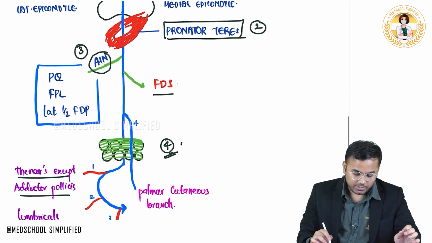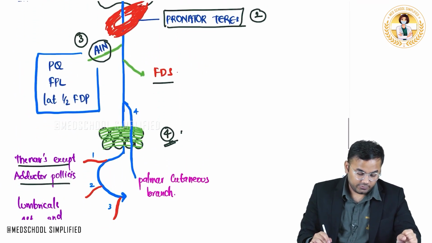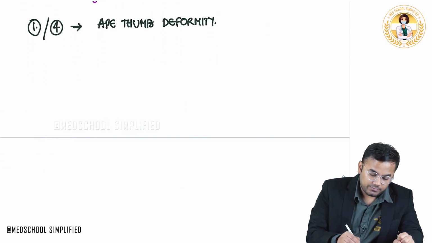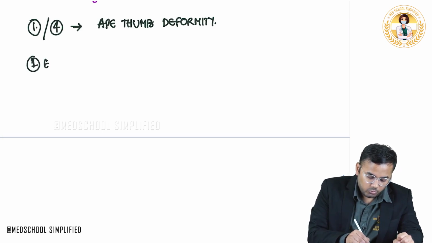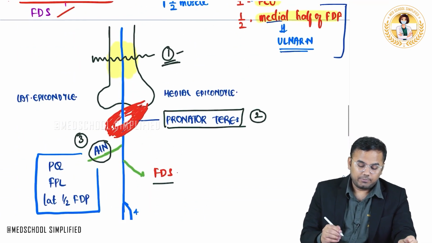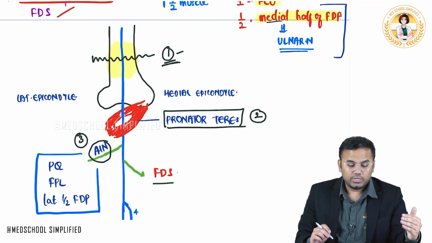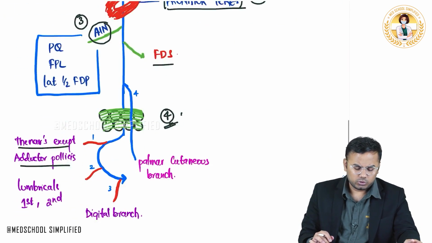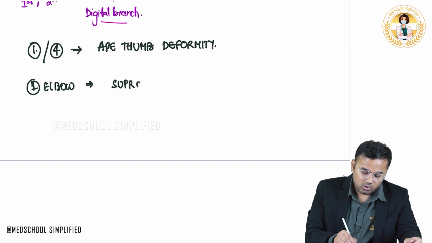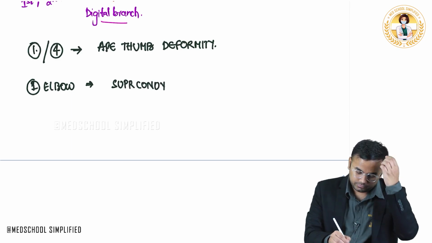Now, after this ape thumb deformity, the second important thing which you need to see. Let us see what are the things that can happen only at the wrist region, only at the elbow region. So point 1 is at the level of elbow. At the level of elbow, what can happen? For example, if there is an injury at the level of elbow, that can be mostly supracondylar fracture. Let us write it as supracondylar fracture.